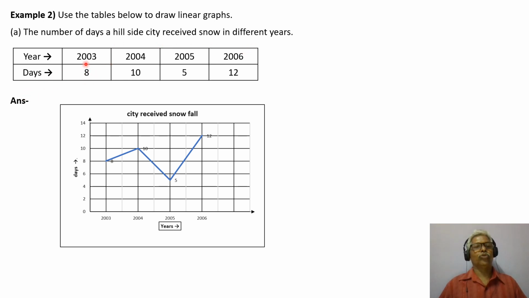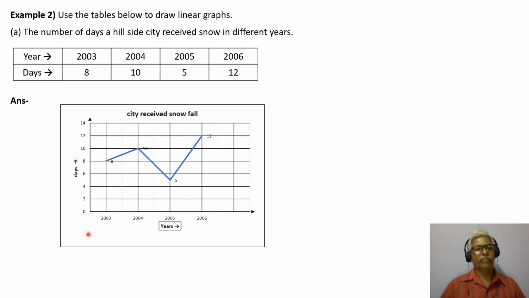And in 2003 they received 8 days, in 2004 10 days, 2005 5 days, and in the next year 2006 12 days. Okay, so when you draw a graph, see that the highest point should be in the graph. So you have to select the scale in such a way that the scale is above this. In this case we have taken 14, so it covers 12. And here there should be at least 4 lines.